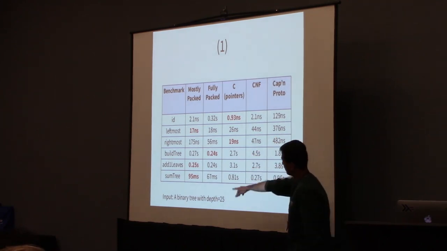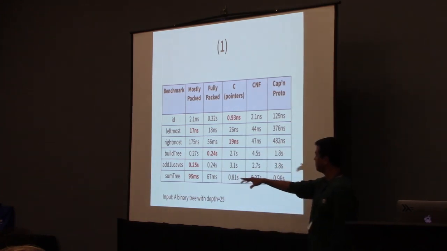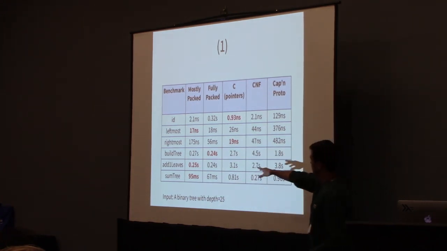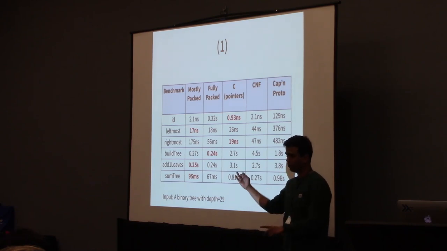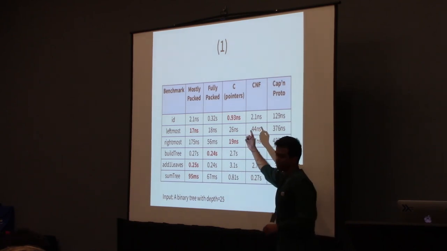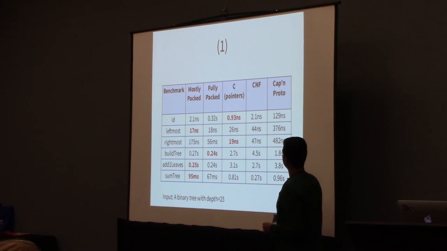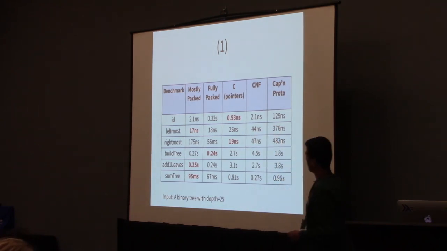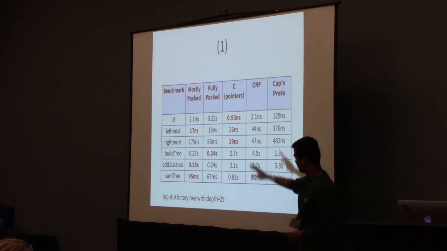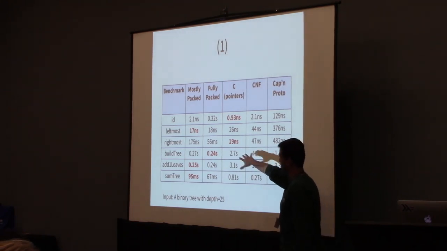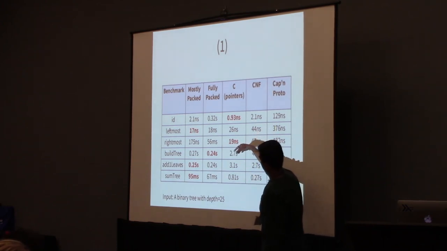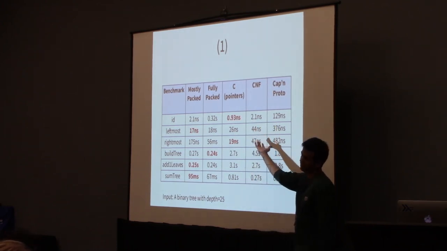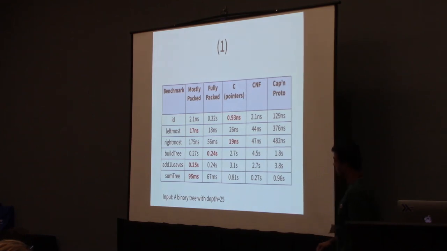The mostly packed version here is the one which uses those pointers. The fully packed version is compiled to just copy or traverse it whenever required. This is just regular C programs using pointers. And this is CNF, the GHC library, and this is Captain Throttle. The red ones are the fastest program for that benchmark. For example, for the identity function, GCC turns out to be the fastest.